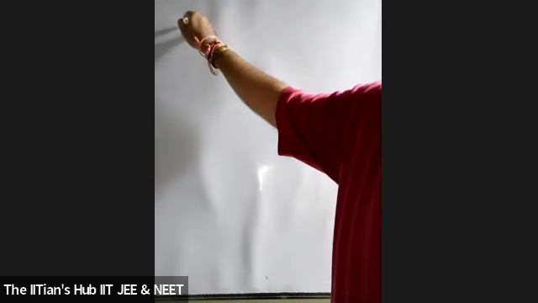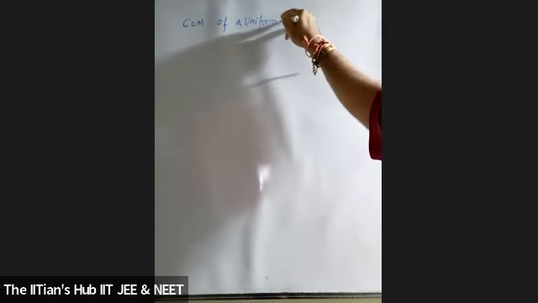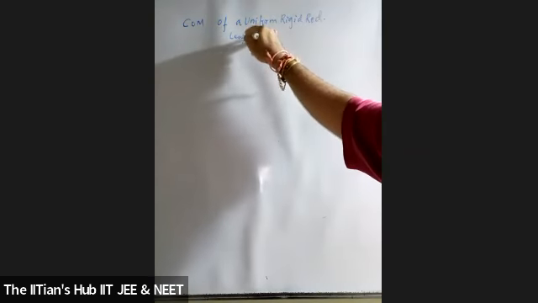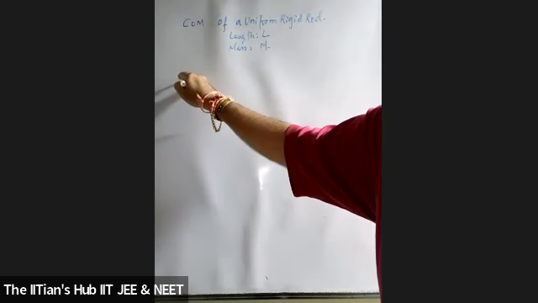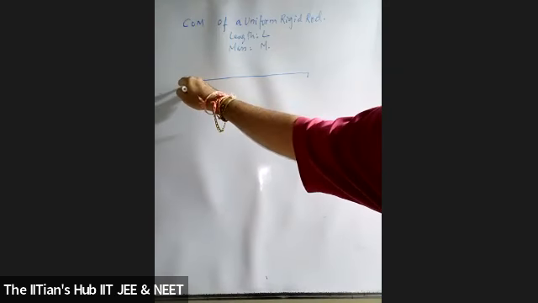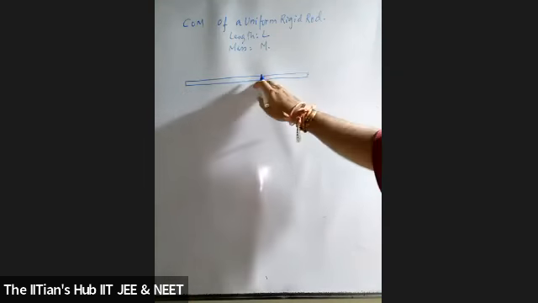Suppose I want to locate the center of mass of a uniform rigid rod whose length is L and mass is M. Can you locate the center of mass for such a body? So let us understand that, students. I'm taking a rod of length L, mass M, and the mass is uniformly distributed throughout the length.